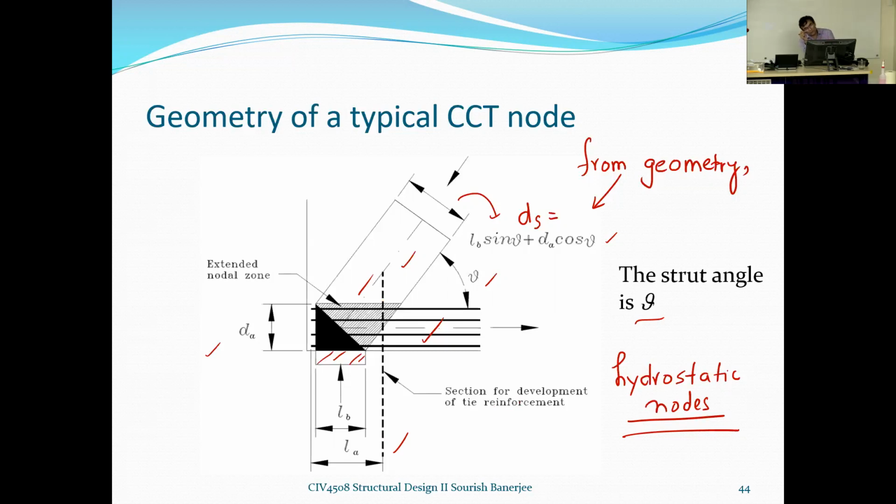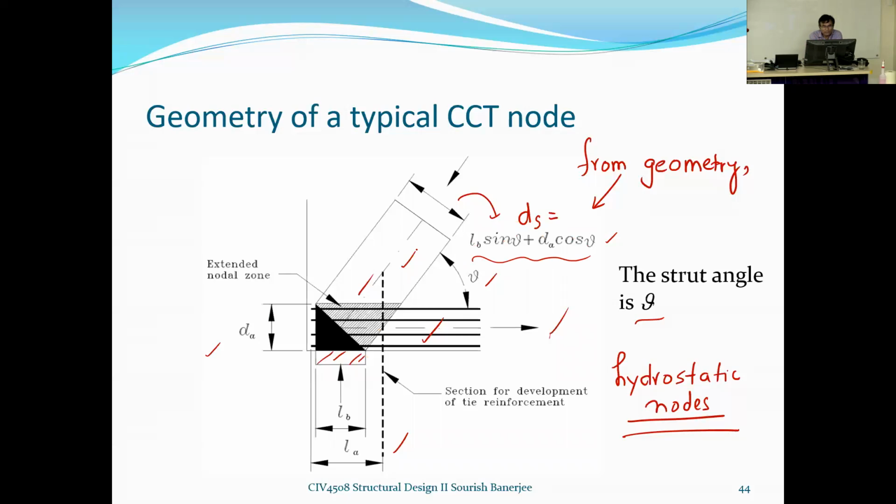So there are two compression members connected because bearing is also under compression, the bearing plate. And there is one tension member, which is this one. So this is the geometry of a typical CCT node. I encourage all of you to derive this expression ds by lb as this. And then you learn why for a hydrostatic node it is much easier to design. And the important thing is that you can calculate the strut depth with respect to lb, da, and theta.